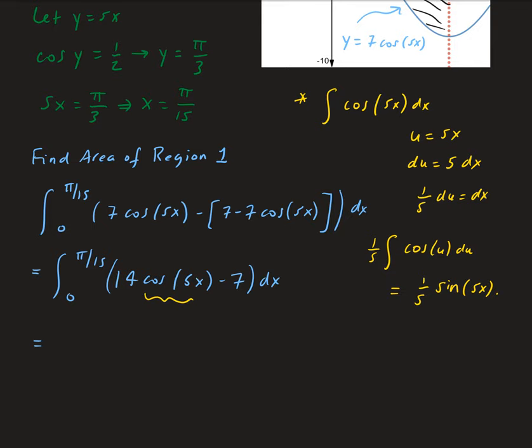Since 14 is just a constant, we end up getting 14/5 times sine of 5x. And the integral of 7 is just 7x, so we have minus 7x here. We're going to evaluate this from 0 to pi over 15.